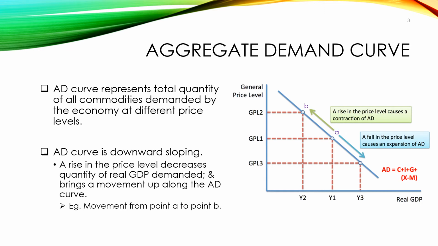The aggregate demand curve represents the total quantity of all commodities demanded by the economy at different price levels. The aggregate demand curve is downward sloping. This is because a rise in the price level decreases the quantity of real GDP demanded and brings a movement up along the aggregate demand curve.